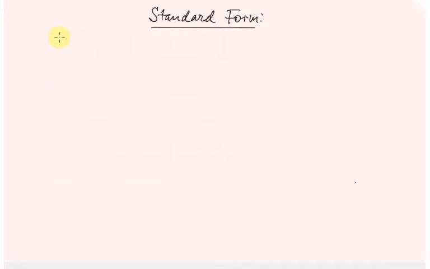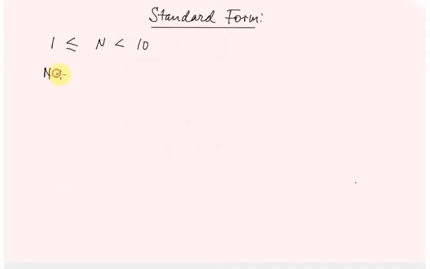Okay, so standard form. When we write numbers into standard form, we have to consider this formula. The formula is that we have a number which will be between 1 and 10. So this number will be greater than or equal to 1, but it will be less than 10. Which means that the number now can be 1.